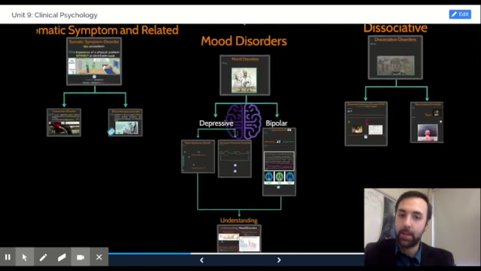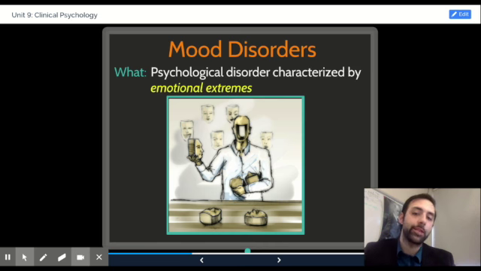We'll start all the way at the top and briefly describe what a mood disorder is. A mood disorder is a psychological disorder that is characterized by emotional extremes. So that could be the highest of highs, or it could be the lowest of lows. But we're talking about mood. So we're talking about depression. We're talking about bipolar disorder. We're also talking about what's called mania, an element of bipolar disorder.